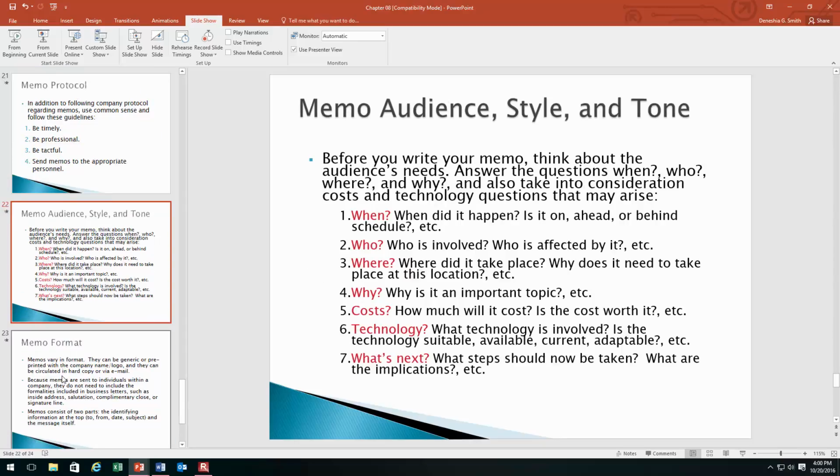So in terms of memo audience, style, and tone, before you write your memo, think about the audience needs, right? Of course. And these are just some questions that you can consider as well. When did it happen? Is it on, ahead, or behind schedule? Who was involved? Where did it take place? Why is it an important topic? Costs, technology, and what's next. Okay, and so when you're having to write a memo, these are just some things that can be circulating in your mind, information that the audience may need that you may also need to supply to them.